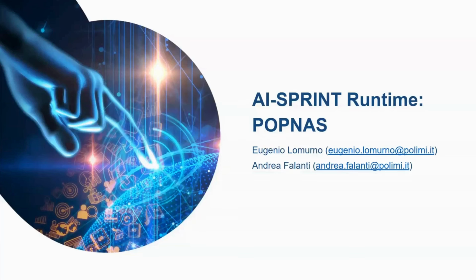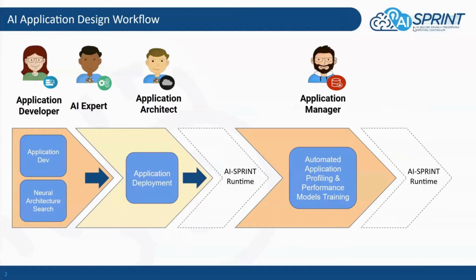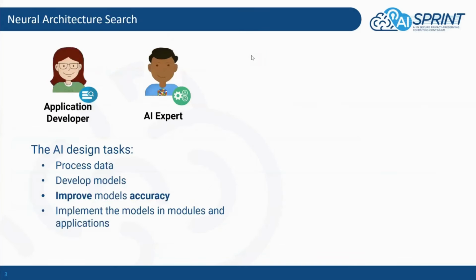Everyone. This video is to provide you an explanation of the AI-SPRINT Runtime tool named POPNAS, which is the automatic deep learning component within the AI-SPRINT project. It is a support for application developers and AI experts, and it is a neural architecture search technique in the runtime environment. The idea is the following.